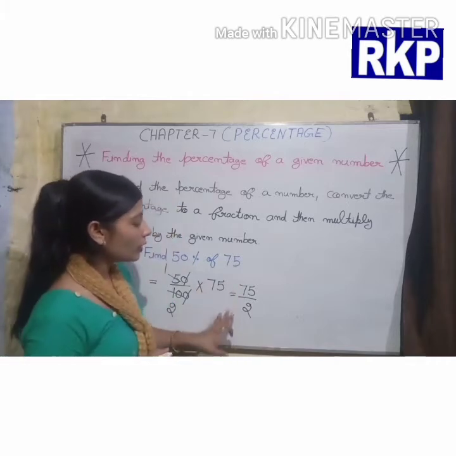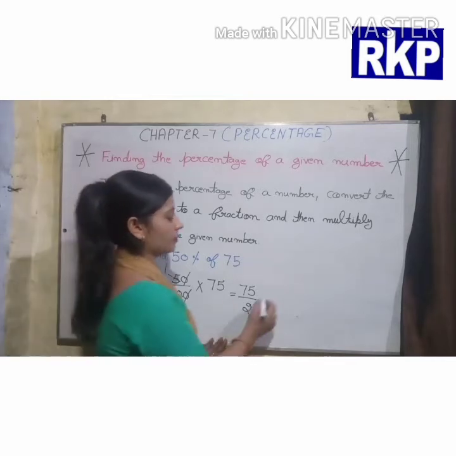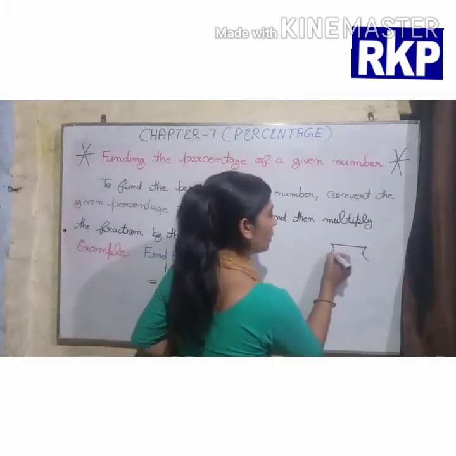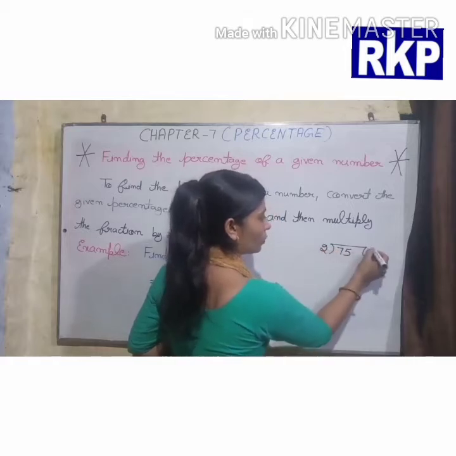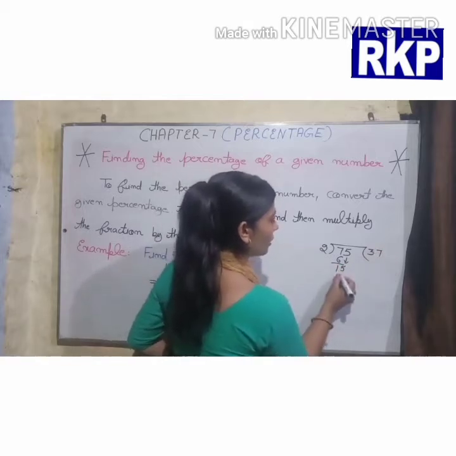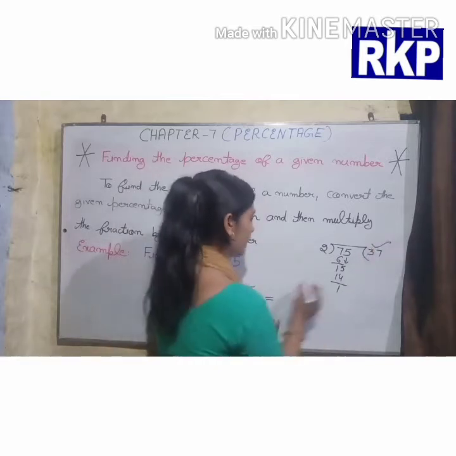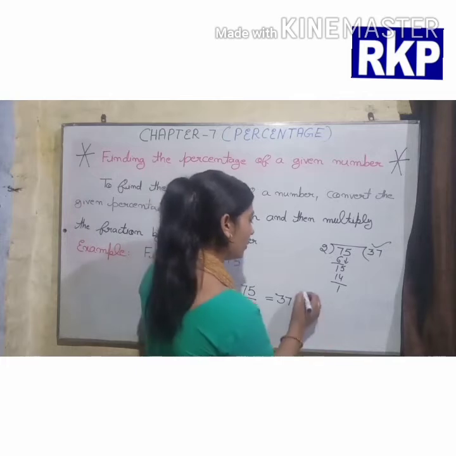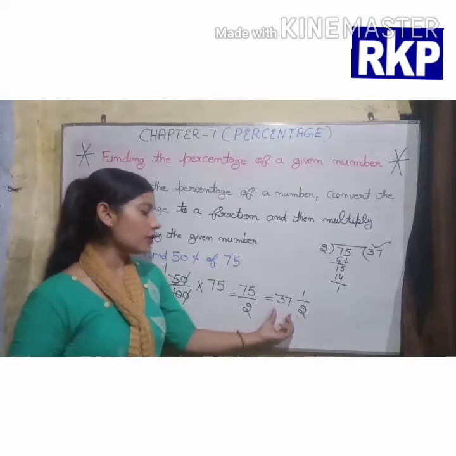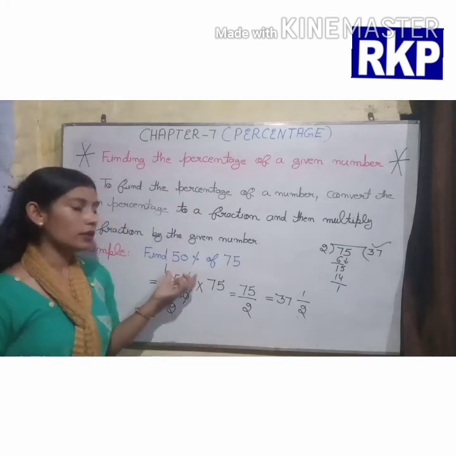Now, beta, 75 by 2 is an improper fraction, so we need to convert this into a mixed fraction. How can we convert this? We have to divide 75 by 2. 2 threes are 6. Now take 5, bring down 5. 2 sevens are 14. 1 is the remainder. So how can we write it, beta? Here we write 37. Now the remainder over the divisor means our answer will be 37 and 1 by 2. In this way we can find the percentage of a given number.